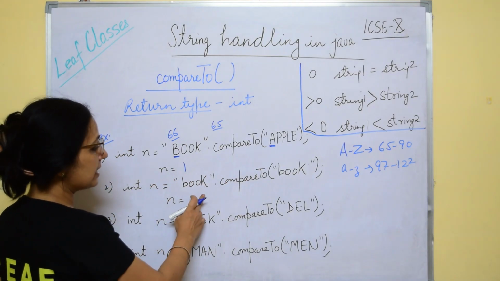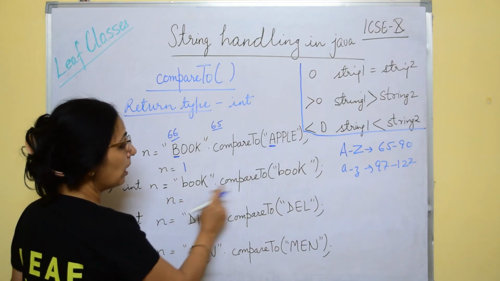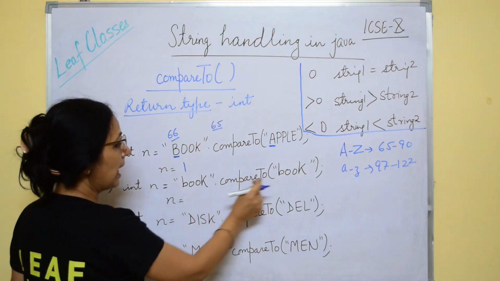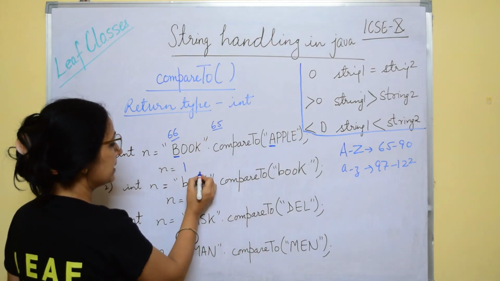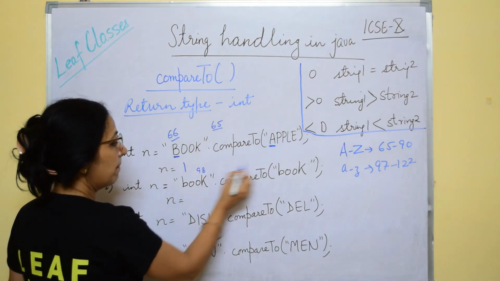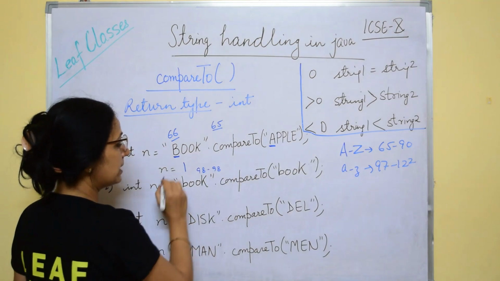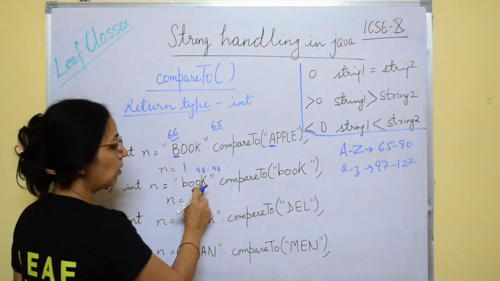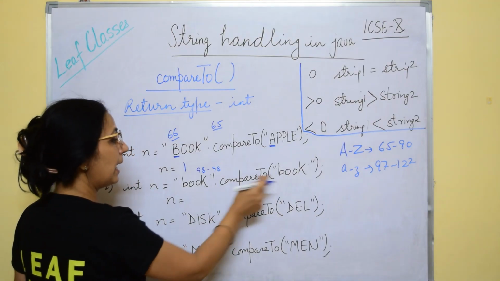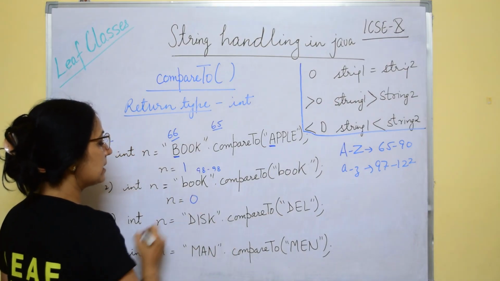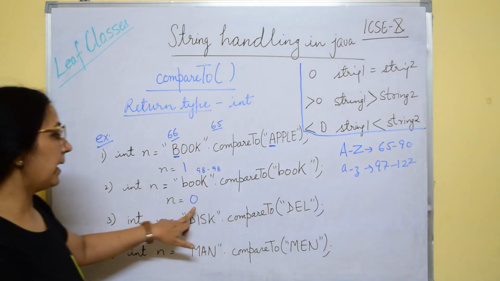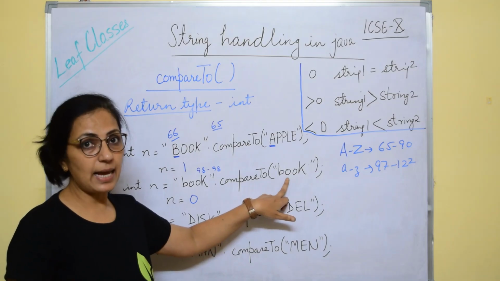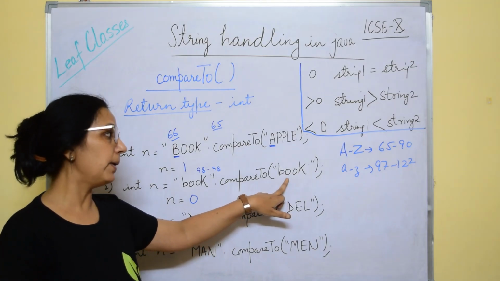See the second example, book and book. So B and B both have the ASCII value 98. 98 minus 98 will be 0. O and O is compared, again 0. O and O again 0. K and K again 0. So the answer of n will be 0. When both the strings are exactly equal, the answer will be 0.